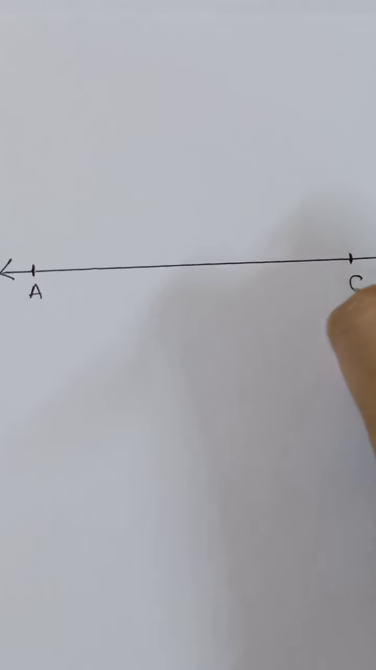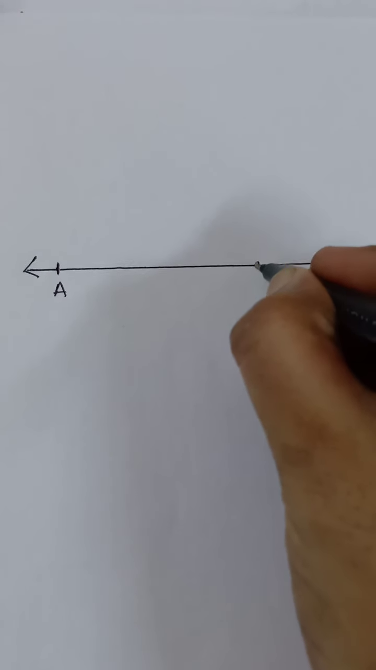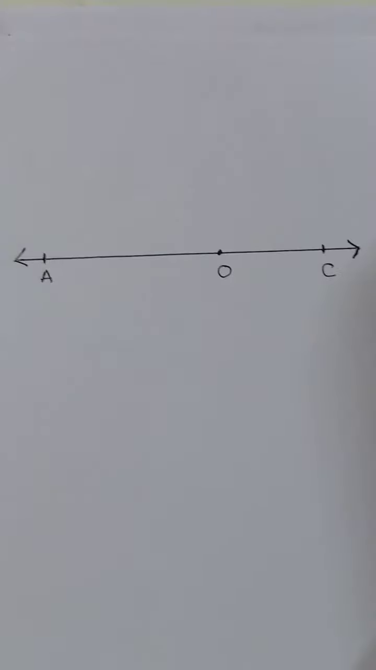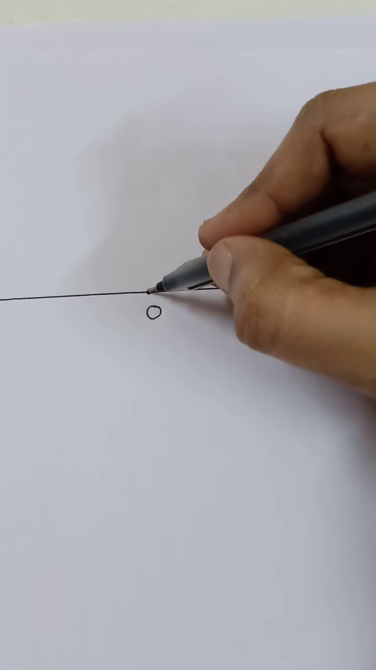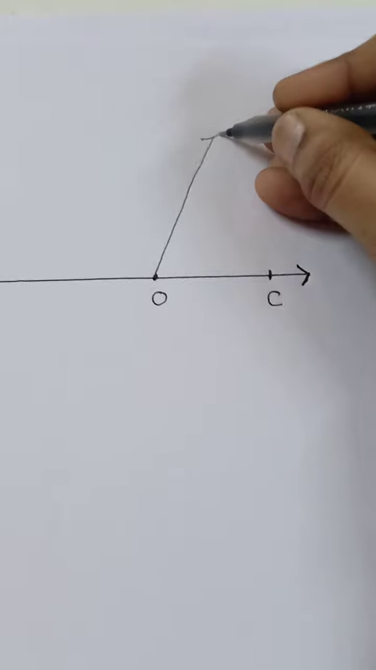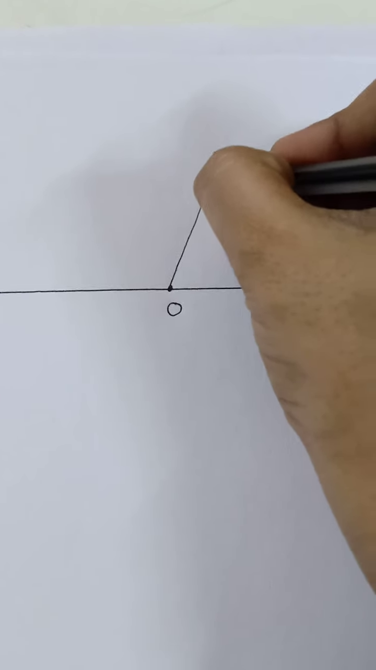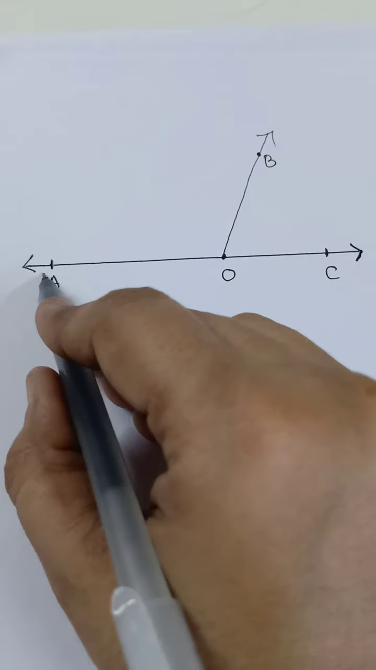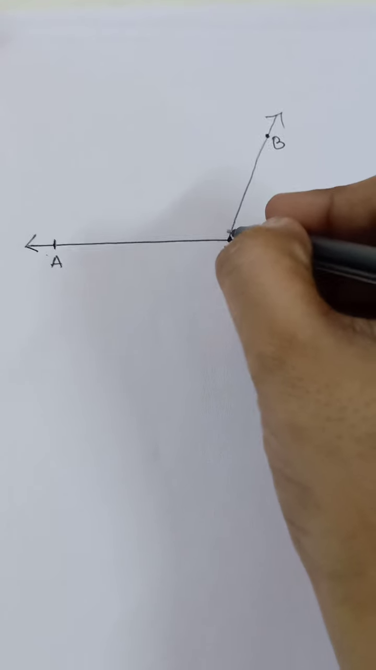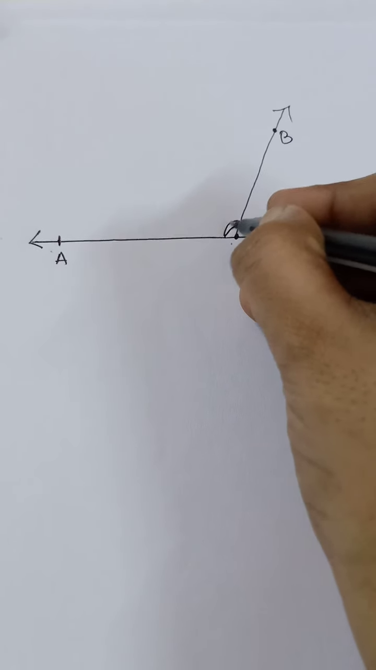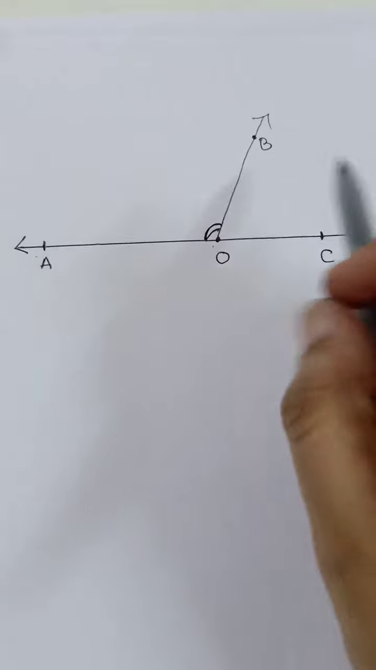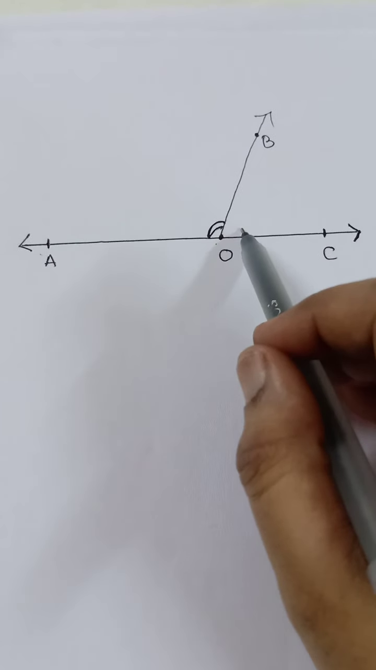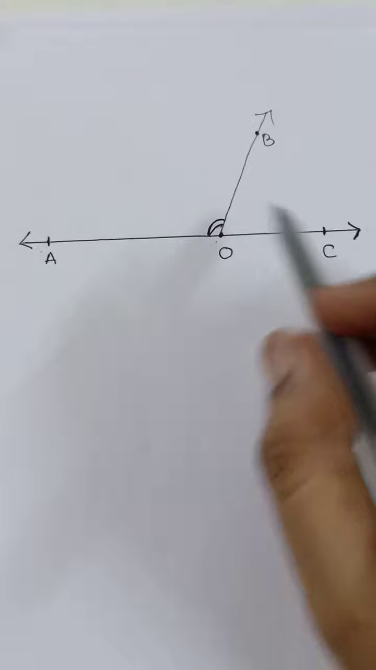So I am taking here a line, for example the line AC. Somewhere here on the line I am taking a point O. From that point O, I am drawing a ray, for example this is the ray OB. So on the line AC, AOB is one angle. And similarly, on this side also I am getting one more angle, that is angle BOC.